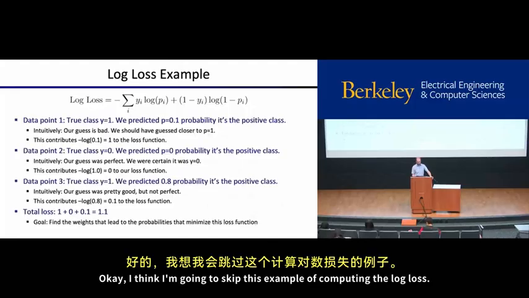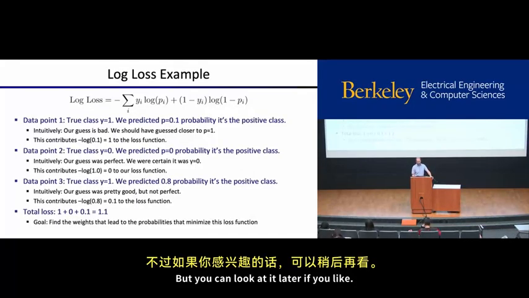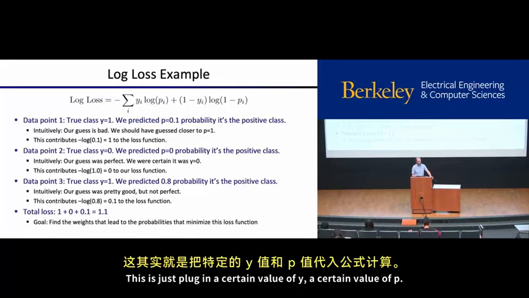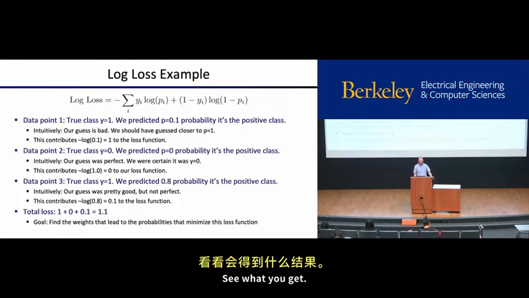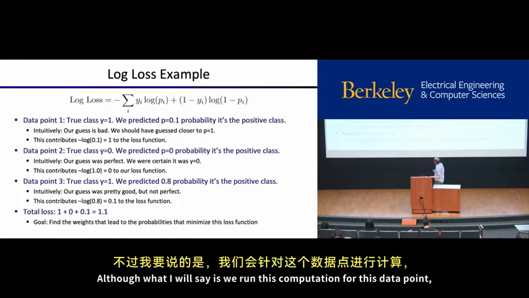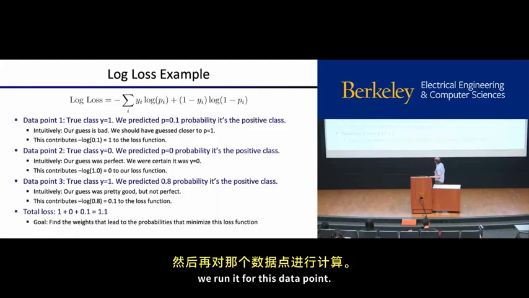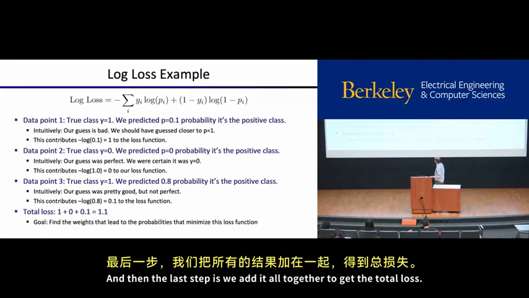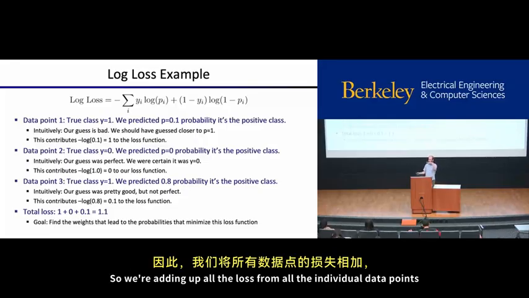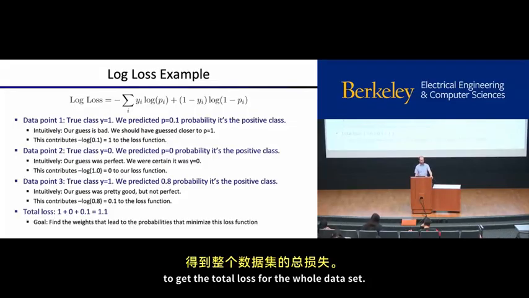Okay, I think I'm going to skip this example of computing the log loss, but you can look at it later if you like. This is just plugging in a certain value of y and a certain value of p, and seeing what you get. Although, what I will say is, we run this computation for this data point, for this data point, and for this data point, and then the last step is we add it all together to get the total loss. So we're adding up all the loss from all the individual data points to get the total loss for the whole data set.